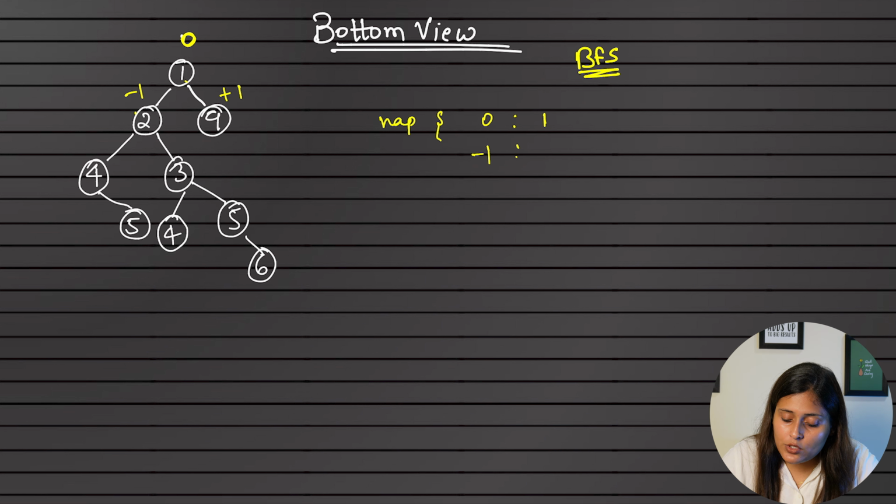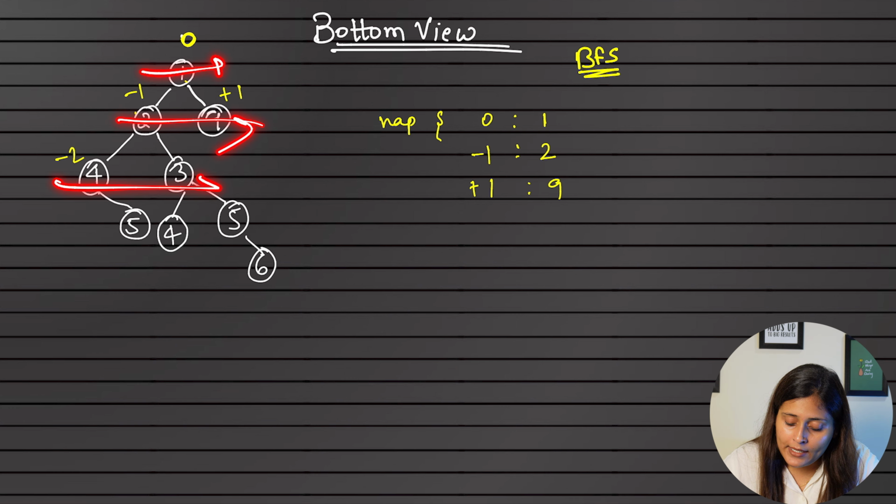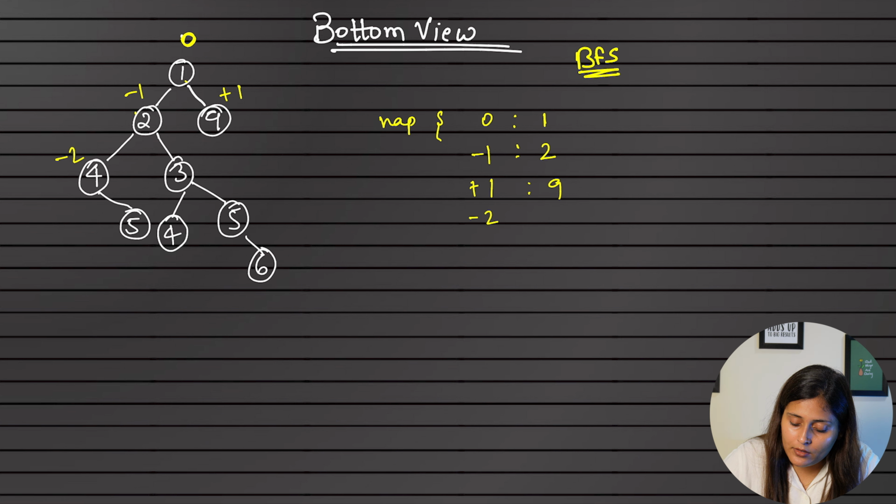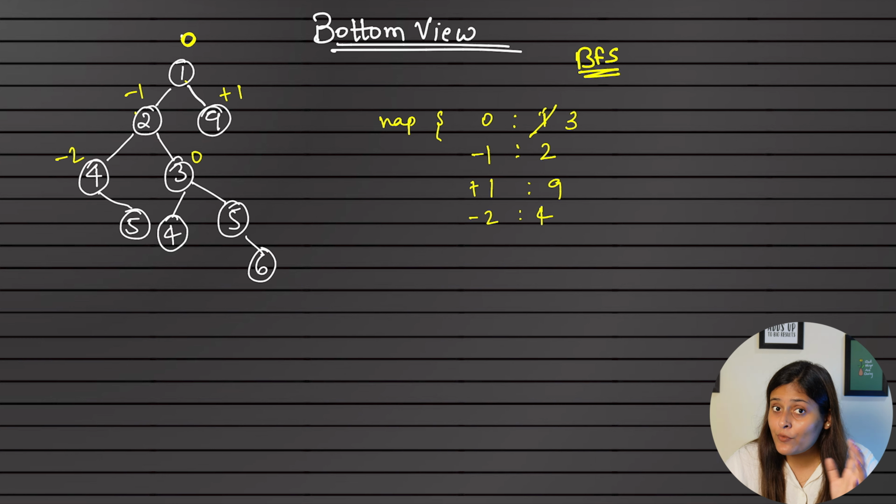Now for minus 1 also we will update 2. Now for minus 2 we will update 4. Now this is level order, right? So in level order, for plus 1 we will update 9. Why? Because you have to update like this. Now for minus 2 we will update 4, and this will be 0. Again for 0 we already have a value, so we will update it with 3, because we have to check for the bottom view. Now again we will go for level order, which is obviously minus 1 for this. So for minus 1 we already have 5, so we will update.